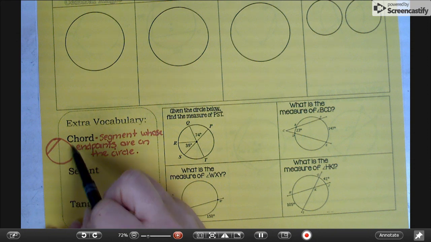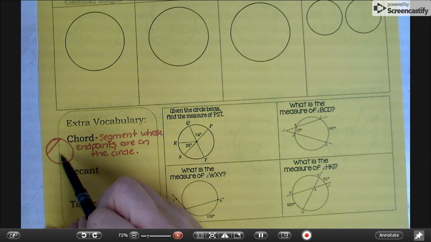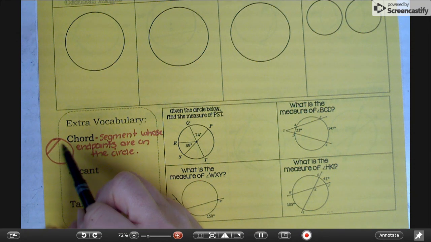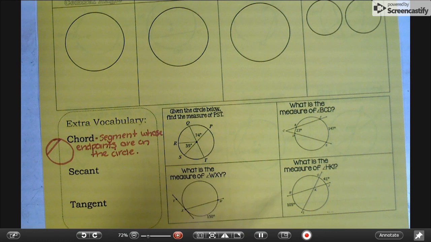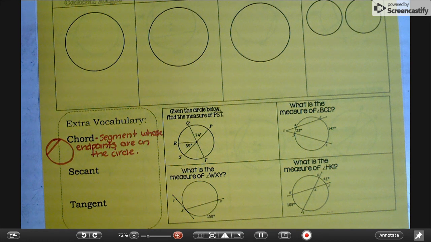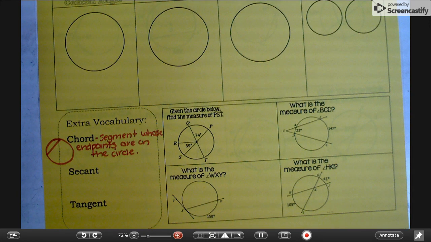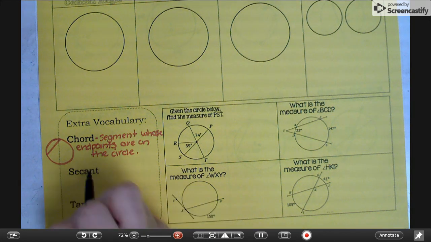The inside of the circle is really just empty space. A circle is a set of points equidistant from a certain point. So all of this is the circle. The inside is empty. Okay, so a chord touches it. A diameter is actually a chord. It's just a special chord that goes through the center. All right, so a chord is a segment whose endpoints are on the circle.